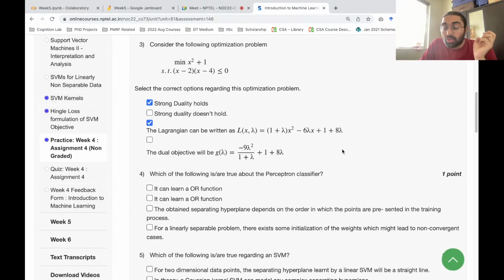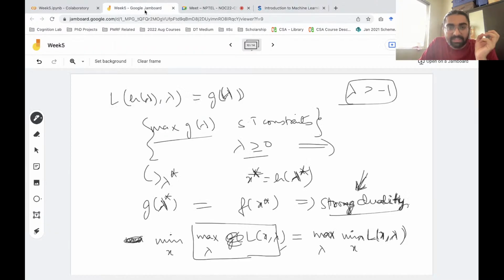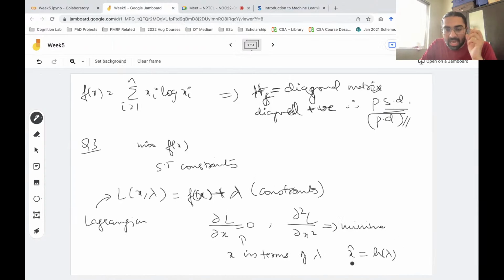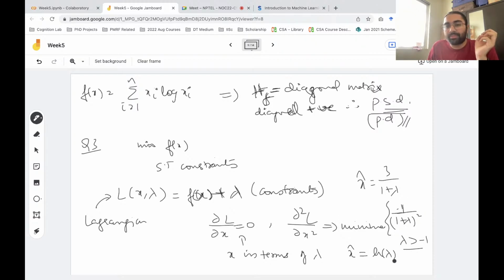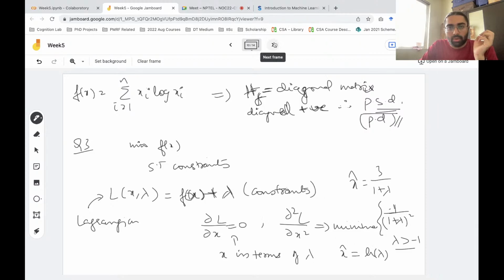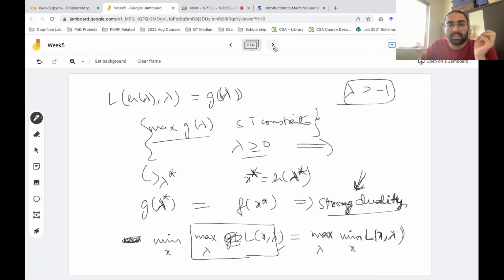This is the feasibility condition, right? Correct, primal feasibility. What will happen is you'll get x hat to be something like 3 by 1 plus lambda, and then ∂²L/∂x² will become some function of 1 by lambda squared or something. For this to become a minima, you will need lambda to be greater than -1. Otherwise, you will lose out the minima. Hence the condition.